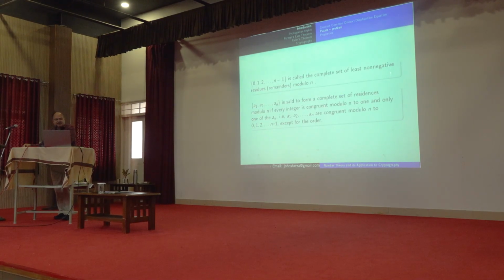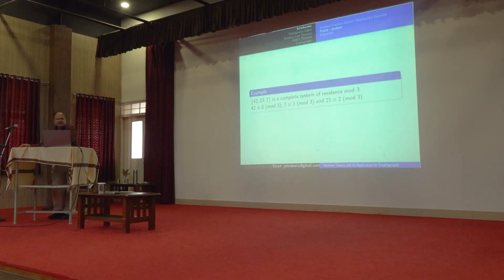Right? And this, I wouldn't like to say, complete set of residues, etc. And this one, with one example, I will say. You say 42, 23, 7 is a complete system of residues mod 3. Alright, why is it said complete system of residues mod 3? You see, look at that, 42 is congruent to 0, 7 is congruent to 1, 23 is congruent to 2, under mod 3 you have got 0, 1 and 2, so all 3 are there, and therefore the set 42, 23, 7 is called complete system of residues, not remainders, whereas 0, 1, 2 are the complete set of remainders when you divide by 3, right?